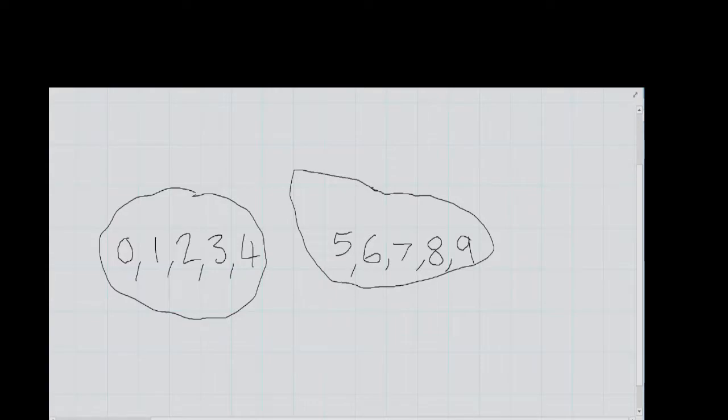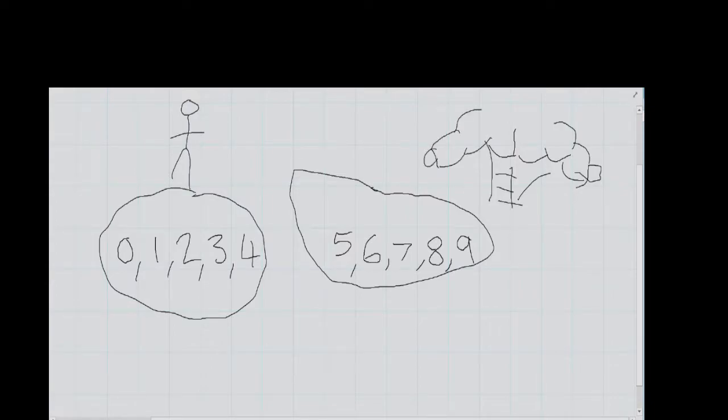So I call these the weak digits. Sometimes I draw a little weak stick man next to these. 0, 1, 2, 3 and 4 are the weak digits. These ones I call the strong digits, and I normally try to draw a strong muscle man near these digits. It might not look very good, but hopefully you'll get the idea. These are the big strong digits, 5, 6, 7, 8, 9, they're strong.